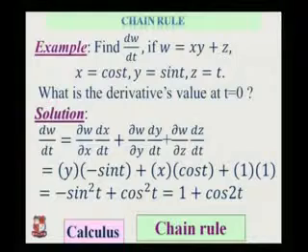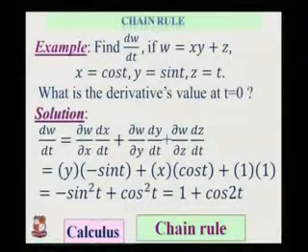So dw by dt is equal to del w by del x into dx by dt plus del w by del y into dy by dt plus del w by del z into dz by dt. The derivative of w with respect to x we are taking. w is xy plus z. Derivative of x will be 1, y as it is, derivative of z will be 0. So y into the derivative of x with respect to t.